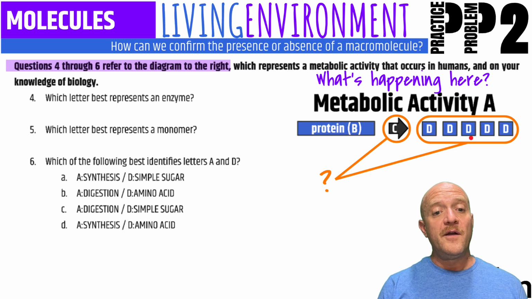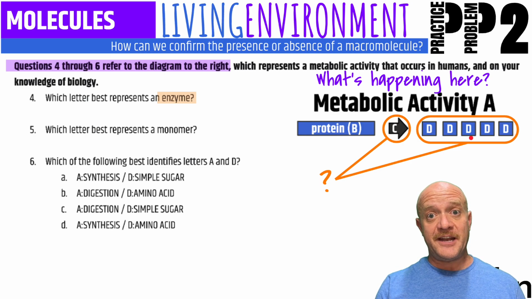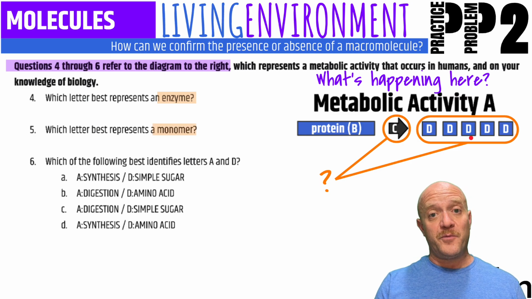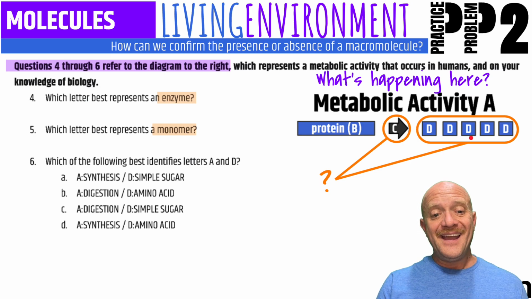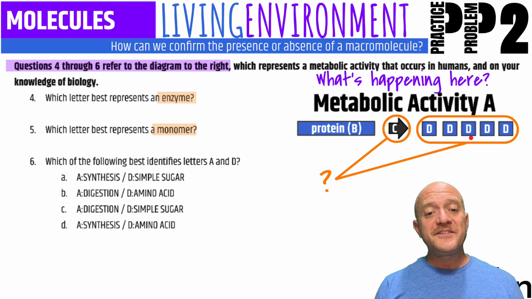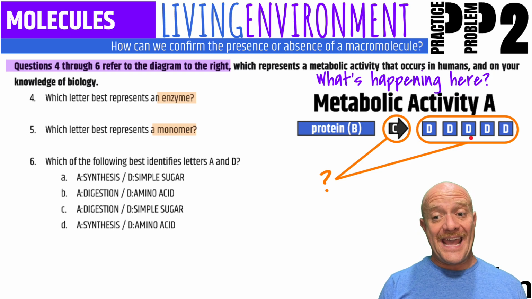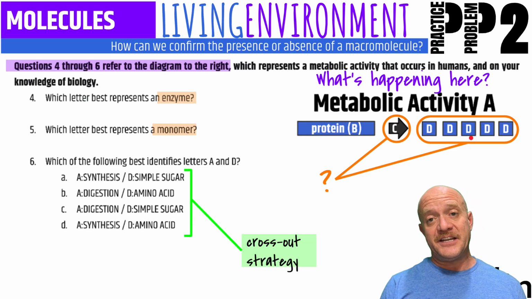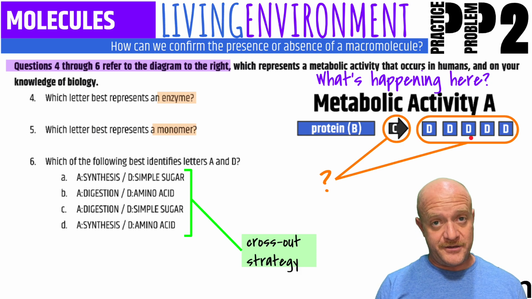Question number 4. Which letter represents an enzyme? You need to identify what is an enzyme using the keyword strategy. Question 5. Which letter best represents a monomer? For this question, using the keyword strategy, indicate what is a monomer. And finally, question 6, which of the following best describes letters A and B? Now, what you need to do is use the crossout strategy and eliminate wrong answers.